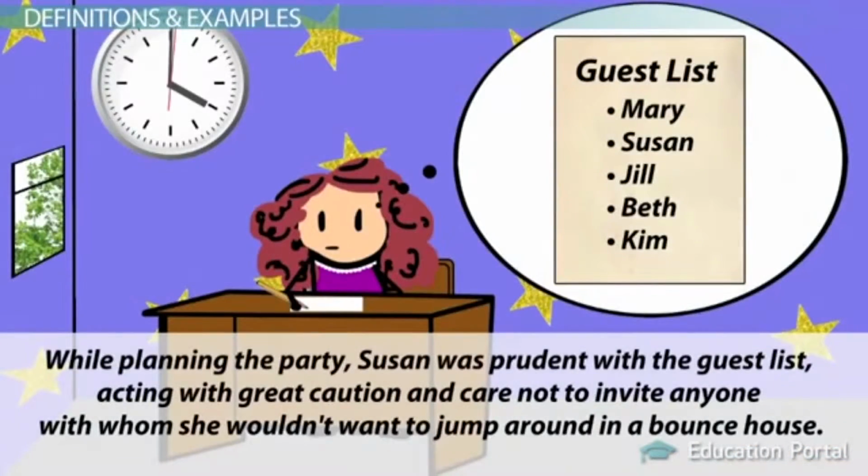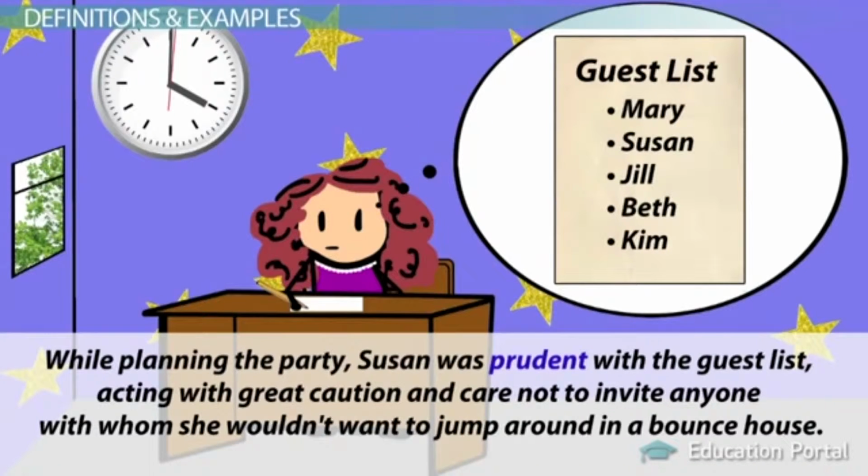Consider this sentence. While planning the party, Susan was prudent with the guest list, acting with great caution and care not to invite anyone with whom she wouldn't want to jump around in a bounce house. What does prudent mean? In this sentence, the definition of the word is right there. Who is being prudent? Susan. And with what? The guest list. You don't need to know what prudent means to figure that out.